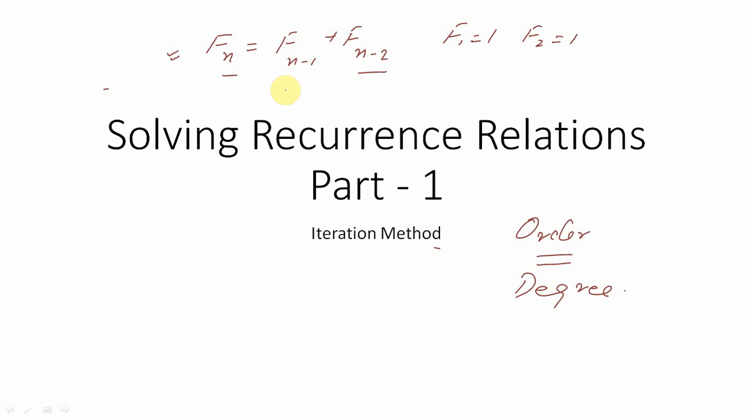Towards the end of the previous session, we said that there are three methods of solving a recurrence relation. The first one was the iteration method, the second one was the characteristic root method, and the third was the generating function method. In this session, we will be talking about the iteration method. Let's start.